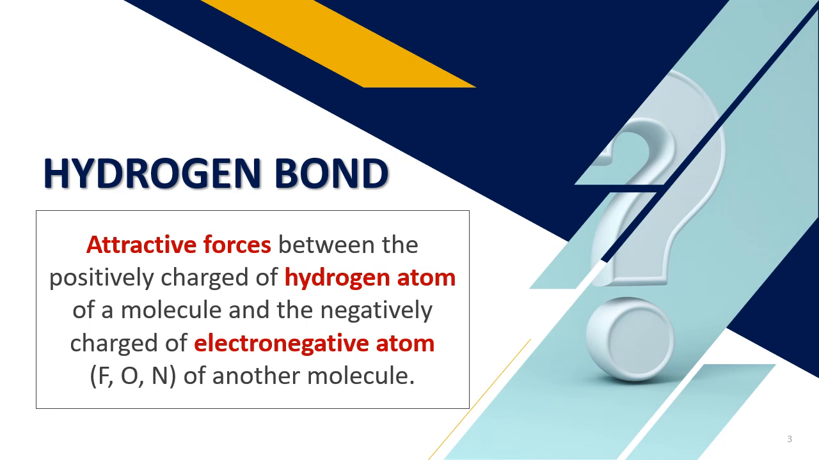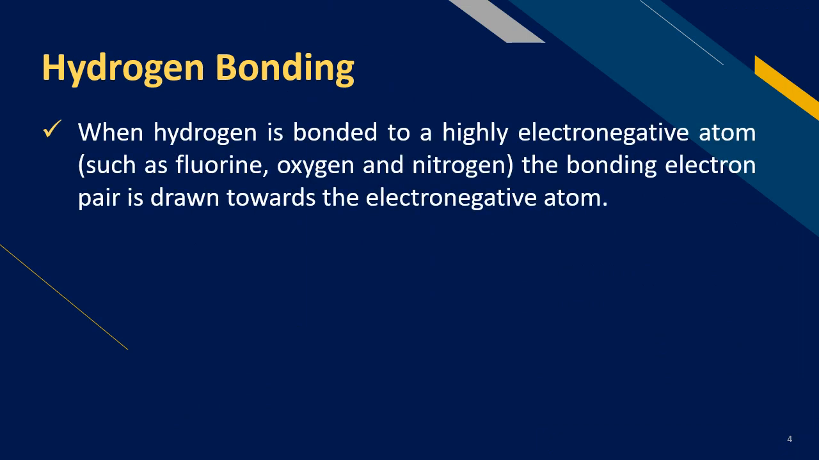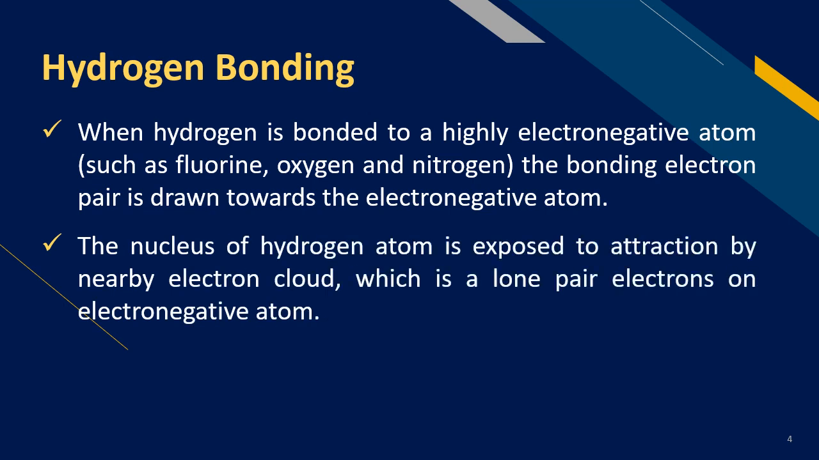Hydrogen bonding can be defined as attractive forces between the positively charged hydrogen atom of a molecule and the negatively charged electronegative atoms such as fluorine, oxygen, and nitrogen of another molecule. When hydrogen is bonded to a highly electronegative atom such as fluorine, oxygen, or nitrogen, the bonding electron pair is drawn towards the electronegative atom. The nucleus of the hydrogen atom is exposed to attraction by the nearby electron cloud, which is a lone pair of electrons on electronegative atoms.